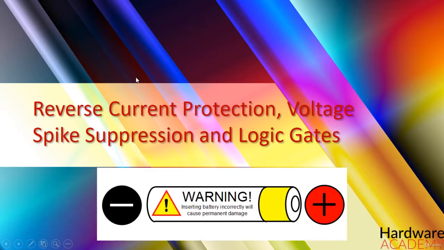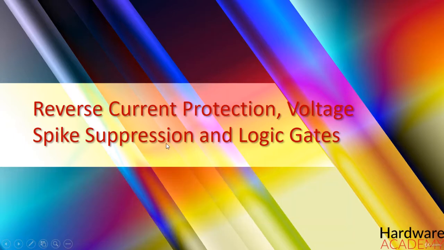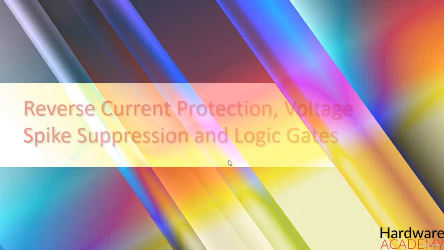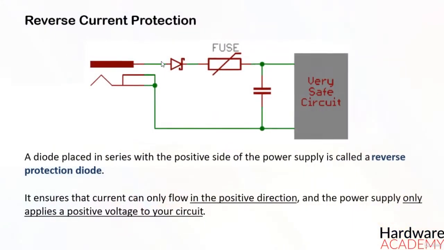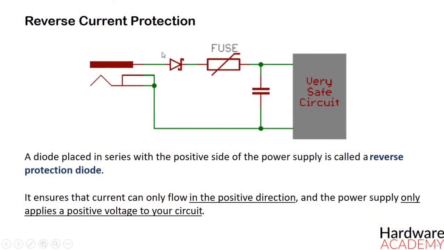Have you ever stuck a battery in the wrong way or switched up the red and black power wires? If so, a diode might be to thank for your circuit still being alive. A diode placed in series with the positive side of the power supply is called a reverse protection diode. It ensures that current can flow only in the positive direction and the power supply only applies a positive voltage to your circuit.